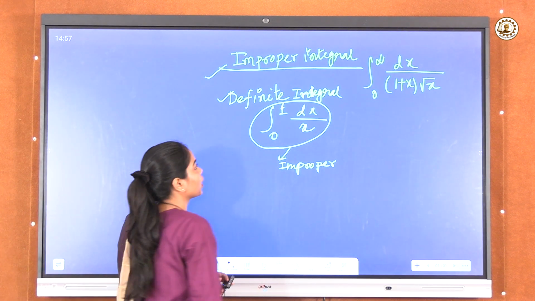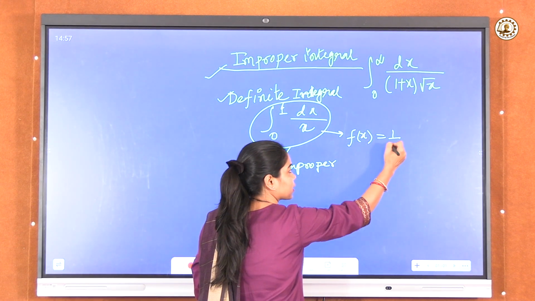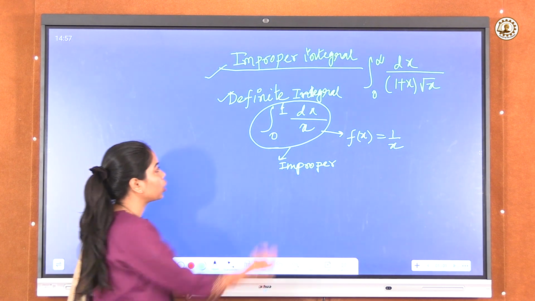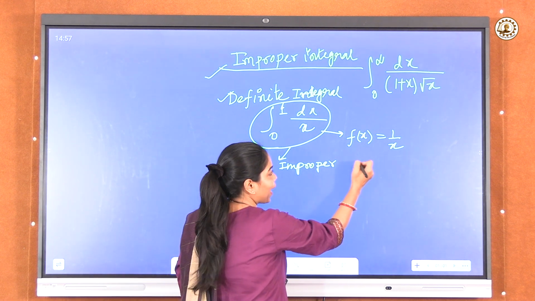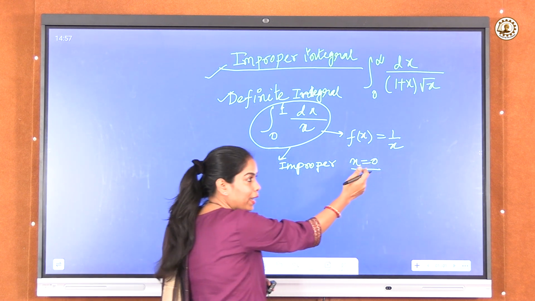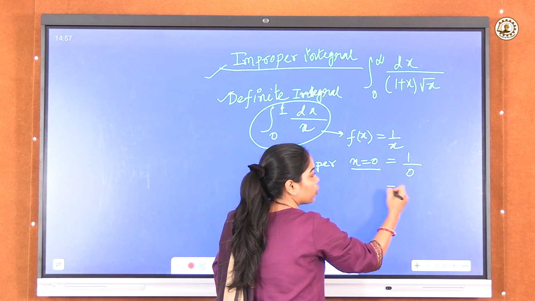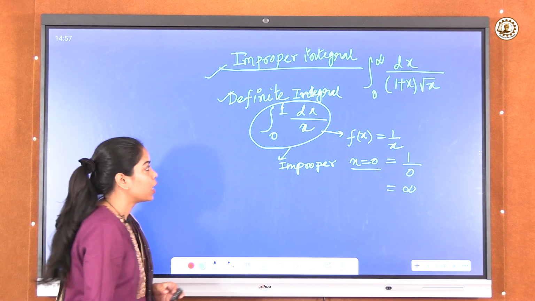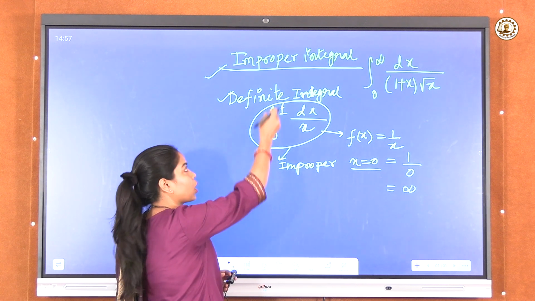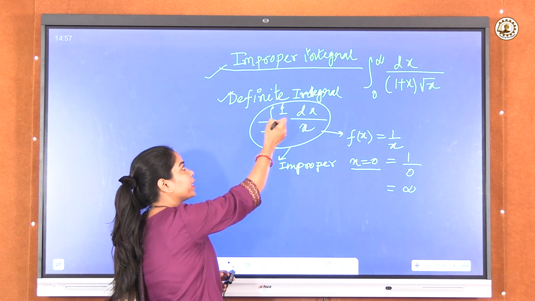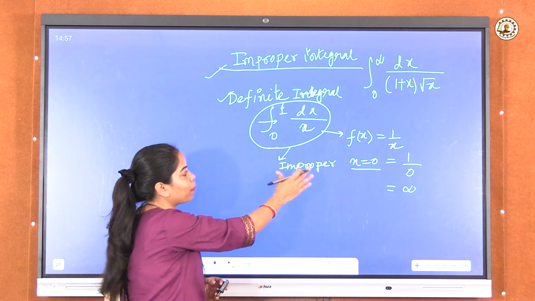Why? Because here our function f(x) is 1 by x. Now the lower limit is 0 and the upper limit is 1. If we put x equal to 0, the lower limit, in place of x in our function, then we get 1 by 0, which is undefined. So if we get any undefined value at the lower limit or upper limit or any point between them, that integral is called an improper integral.